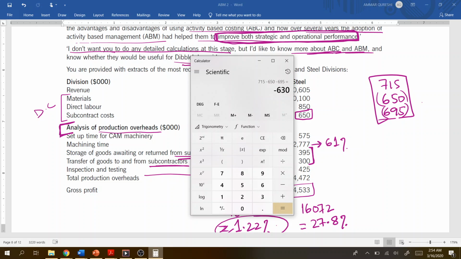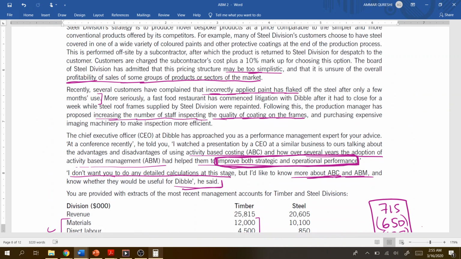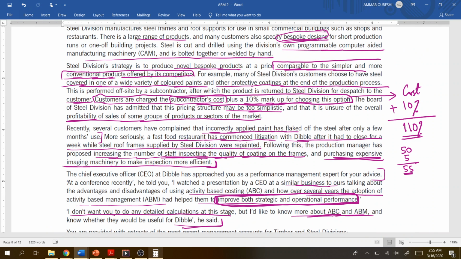You will get a loss of 630. See, this product or this service is giving us a lot of loss. I mean, a huge amount of loss. And where we went wrong, remember what the question said: that the company will charge comparable prices which are quite in line with the conventional products offered by competitors.